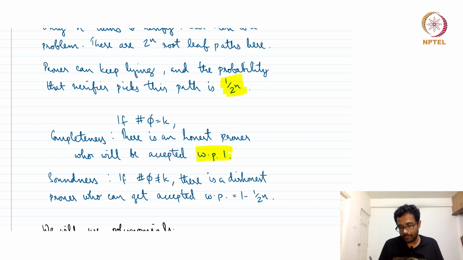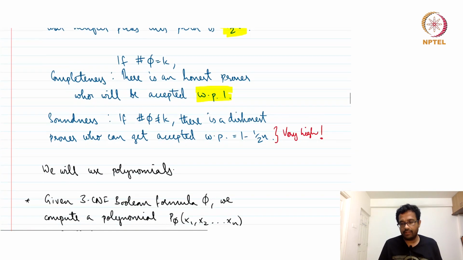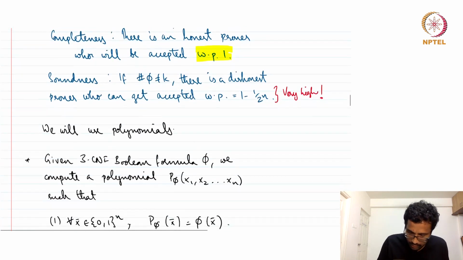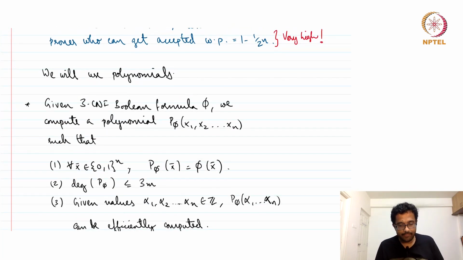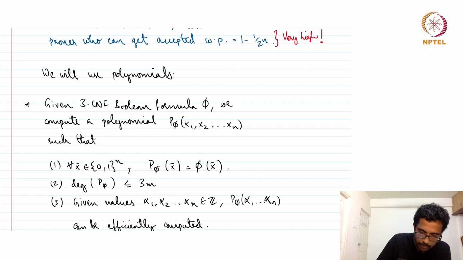But the soundness is a problem here. The evasive prover that we just described gets accepted with the probability of 1 minus 1 divided by 2 power n, and this is way too high. It's too close to 1, so this is not really going to help us. This gap between 1 and 1 minus 2 power minus n is too small. We want to do something else. We'll work roughly in this template, but bring in a completely new ingredient. So we'll use polynomials.